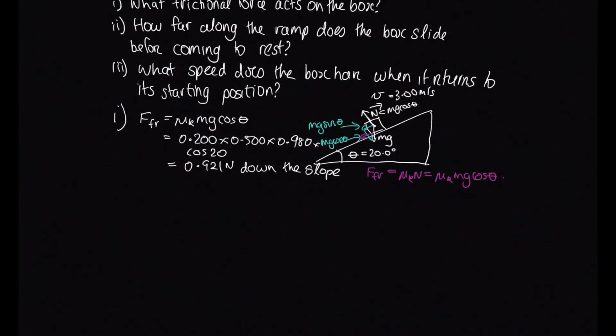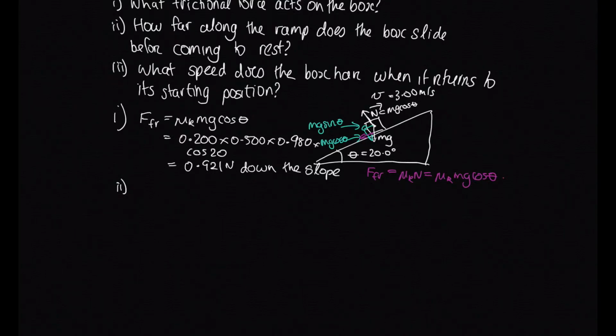Okay, let's scroll up to give ourselves some more room. For part 2, we're asked how far along the ramp does the box slide. Okay, so in order to answer this, we're going to need to make use of our kinematic equations. They apply because the acceleration is constant in this case. It's different if the box is moving up or down the slope because the friction acts in different directions, but for either one of those cases, it is constant.